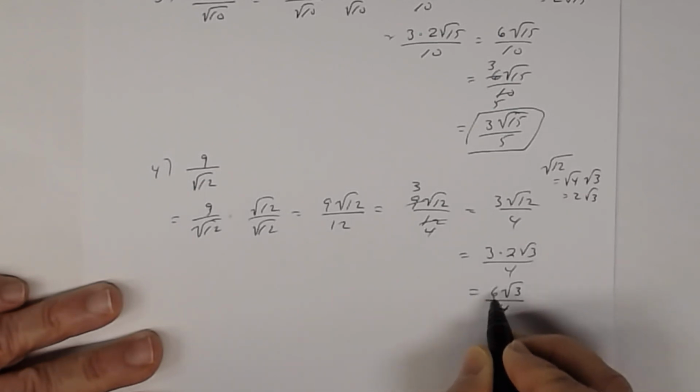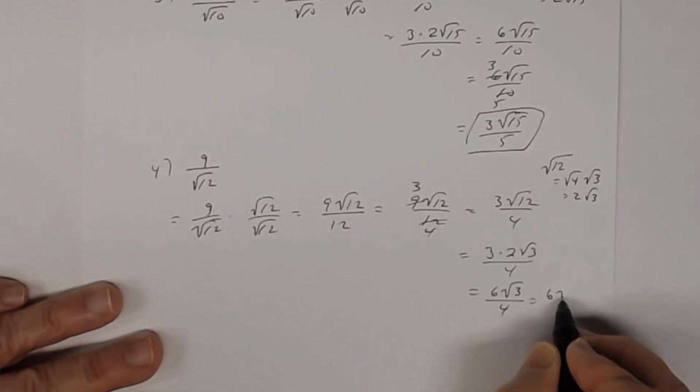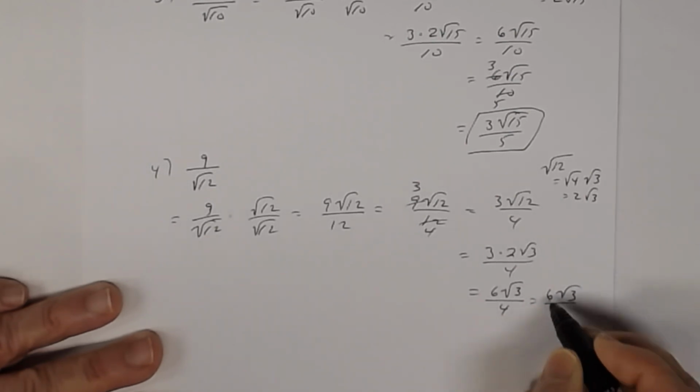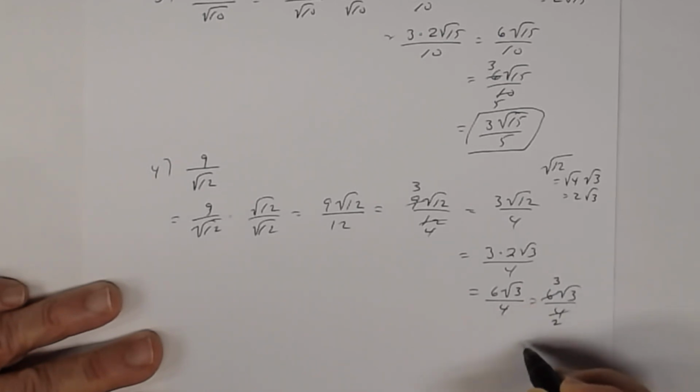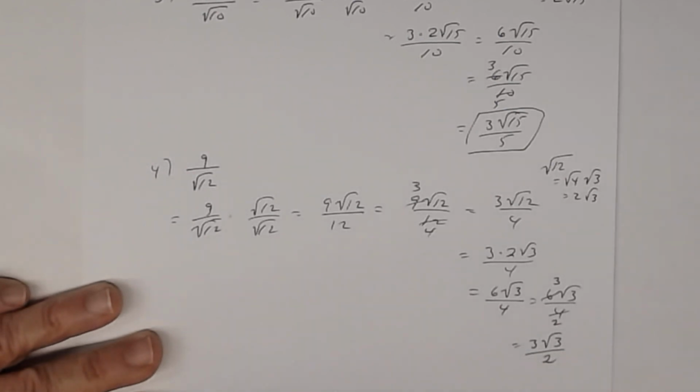And now we can reduce again, couldn't we? So these are both divisible by 2. So let me go ahead and rewrite this over. So they're both divisible by 2. So 6 divided by 2 is 3. 4 divided by 2 is 2. And so your answer is 3 square root of 3 divided by 2.